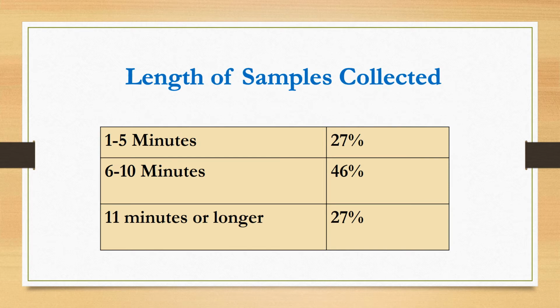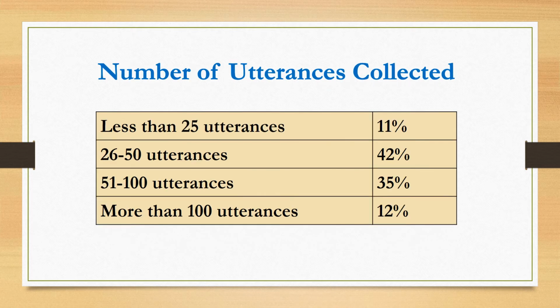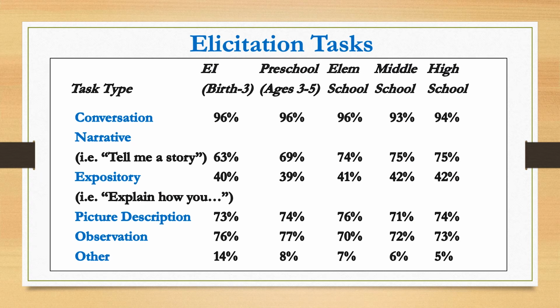Our second research question focused on the characteristics of the language samples that SLPs collect. So the next few slides are going to focus on the characteristics of the sample. What we found is that most SLPs collect samples that were 10 minutes or shorter in length. We also found that most SLPs were collecting 50 utterances or less for their samples.